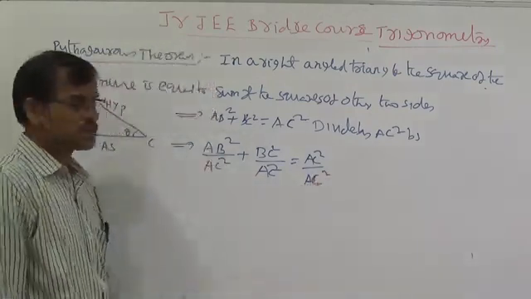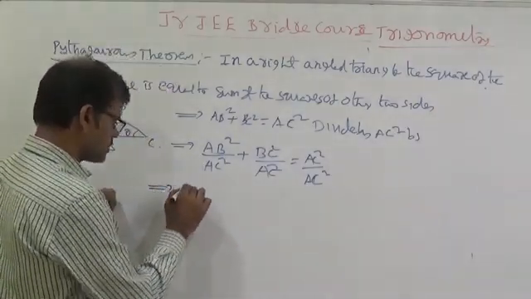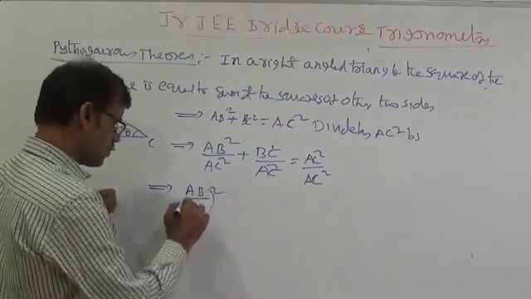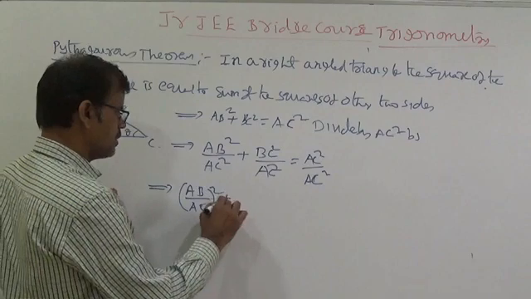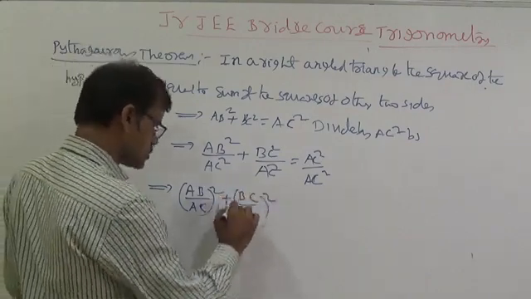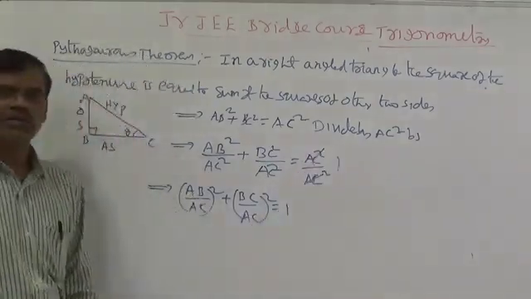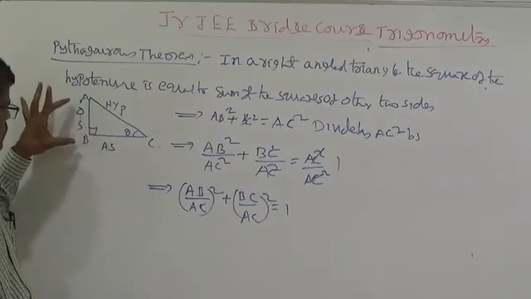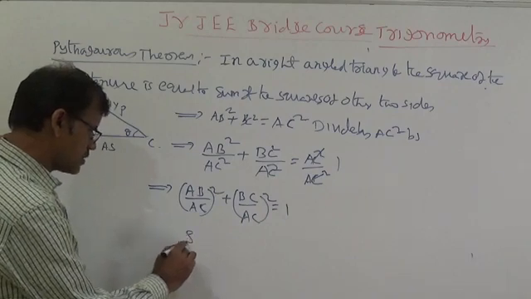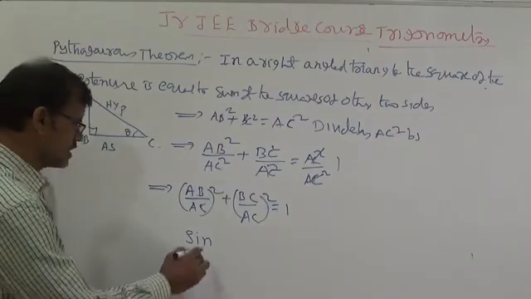AB square by AC square plus BC square by AC square is equal to AC square by AC square. That implies we can write (AB by AC) whole square plus (BC by AC) whole square equal to 1. Here AB is the opposite side and AC is the hypotenuse. Opposite side by hypotenuse is the definition of sine theta.